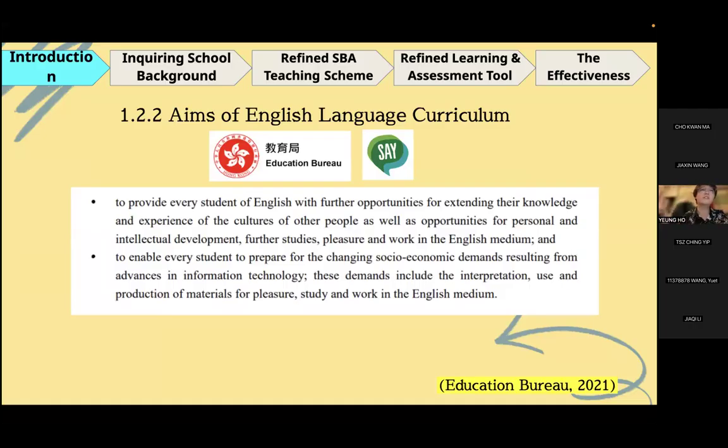First of all, to provide every student of English with further opportunities for extending their knowledge and experience of the cultures of other people, as well as opportunities for personal and intellectual development, further studies, pleasure, and work in the English curriculum, and also to enable every student to prepare for the changing socio-economic demands resulting from advances in information technology. These demands include the interpretation, use, and production of materials for pleasure, study, and work in the English curriculum.